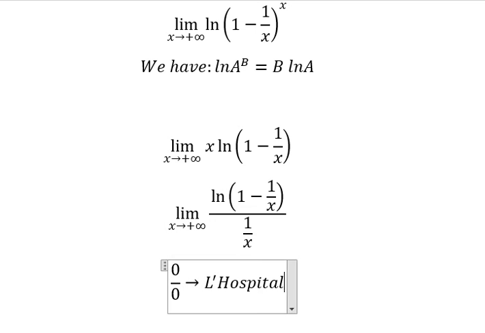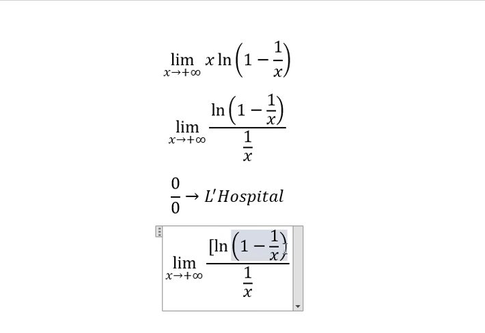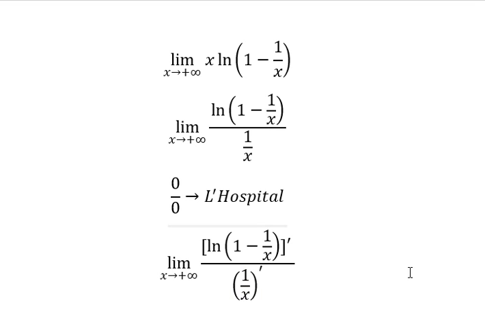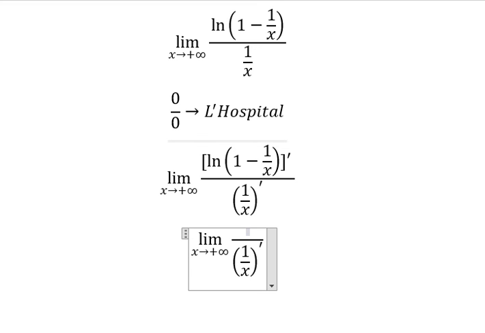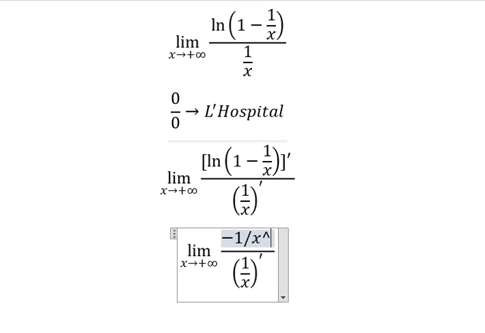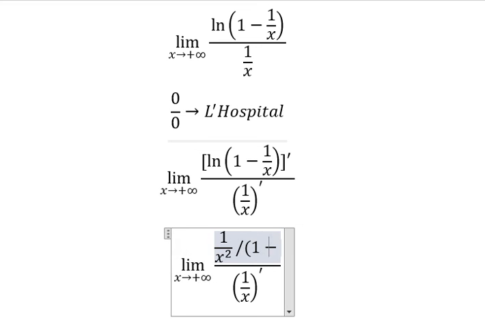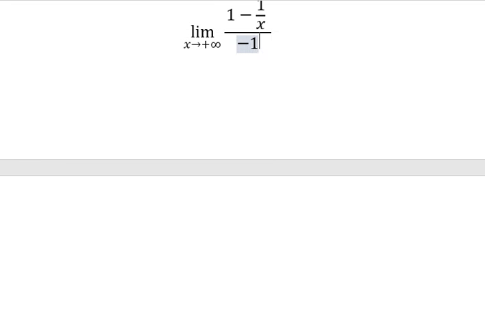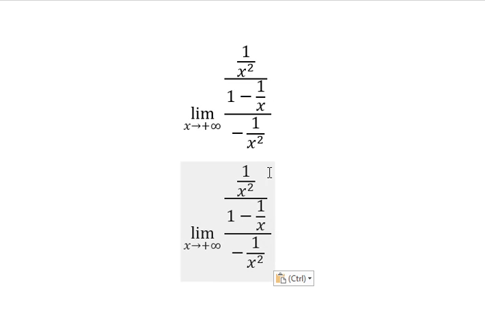That means we need to do first the derivative on numerator and denominator. So this one we have negative 1 over s square, 1 over s square over 1 minus 1 over s. This one we have negative 1 over s square. And now we need to simplify.